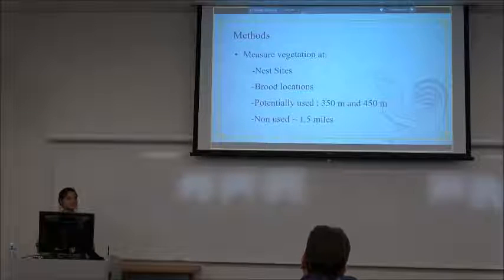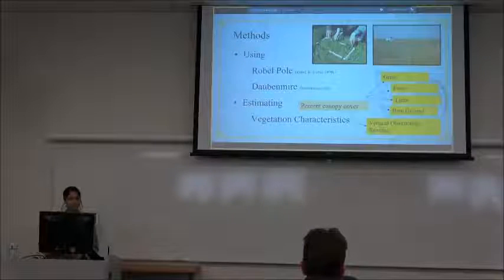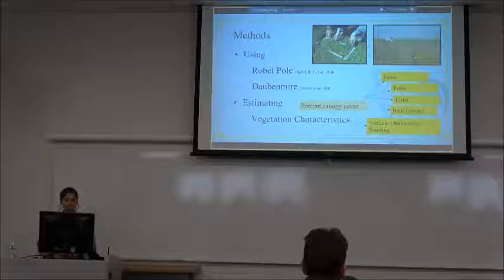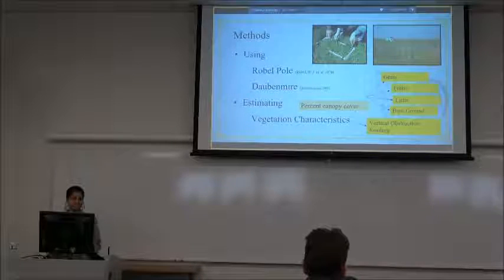Now, in order to assess the microhabitat use by pheasants, I'll be measuring certain vegetation characteristics at nest sites, brood locations, one potentially used site and one non-used site. For vegetation characteristics, I'll mostly be looking at the percent canopy cover of grass, forbs, litter, and bare ground. This I'll be doing through the Daubenmire method. And I'll be using a Robel pole to estimate the vertical obstruction reading, which gives the height or overhead concealment of these vegetation features.